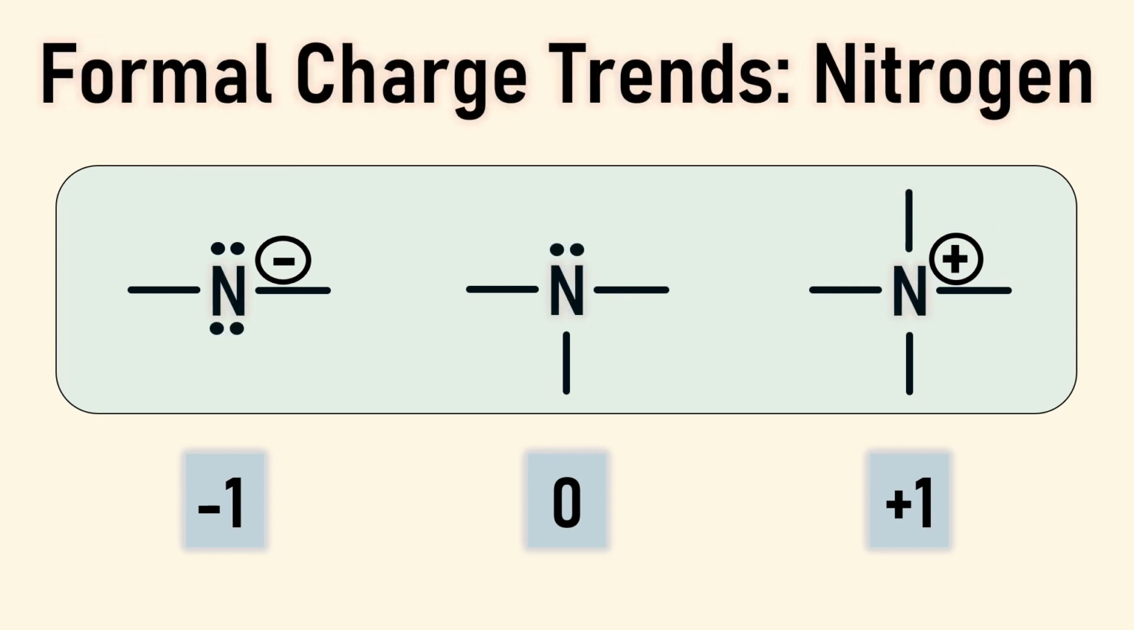You can use the same formulas to confirm the formal charges for nitrogen. Here are the most common that we'll see in organic chemistry. Nitrogen with 2 bonds and 2 lone pairs carries a formal charge of -1. Nitrogen with 3 bonds and 1 lone pair carries a formal charge of 0. And nitrogen with 4 bonds and no lone pairs carries a formal charge of +1.